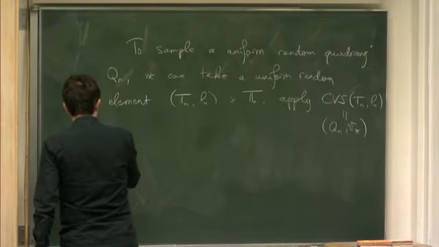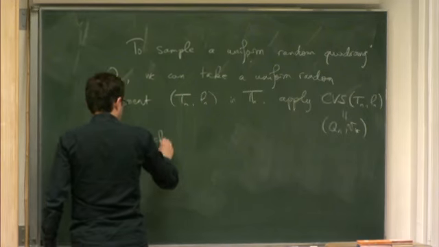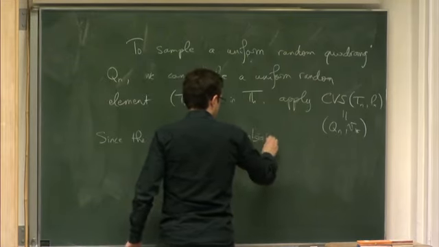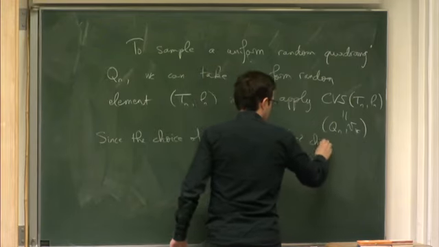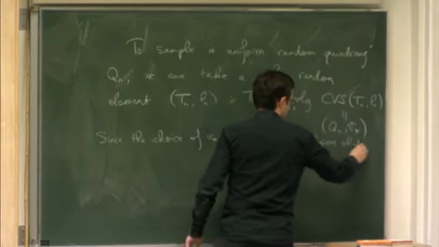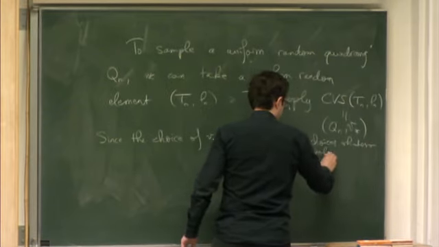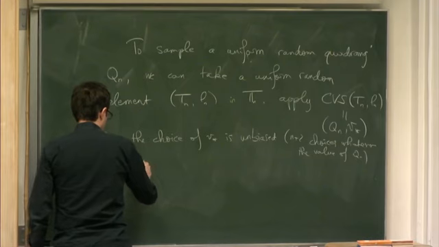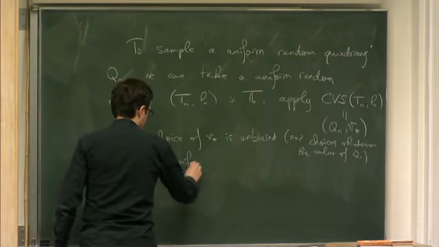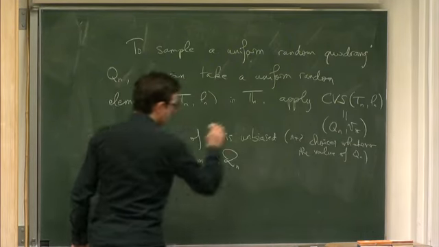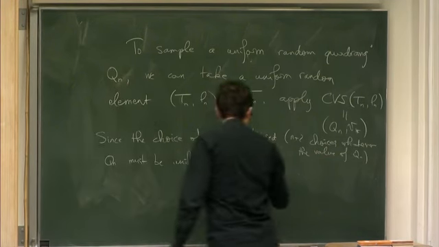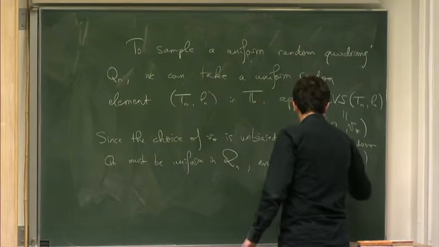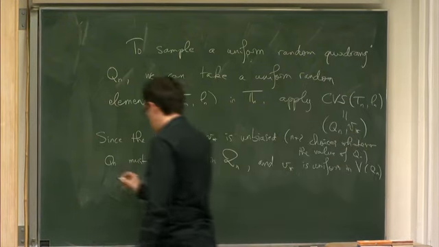Since the choice of V star is unbiased, so there are n plus 2 choices, whatever the value of Qn, this means that Qn must be uniform in the set of unpointed quadrangulations. And moreover, V star is uniform in the set of vertices of Qn conditionally given Qn.